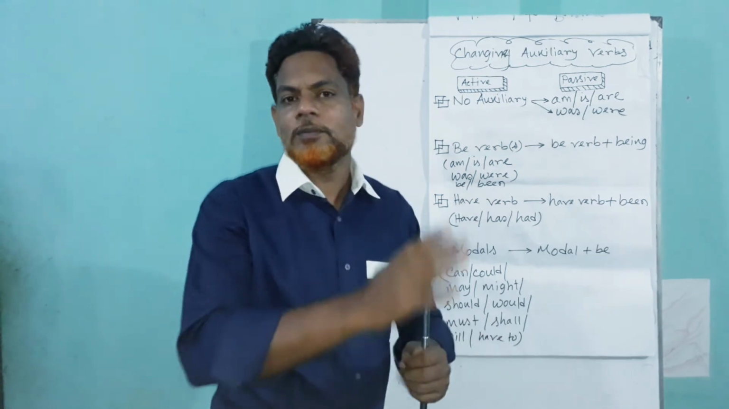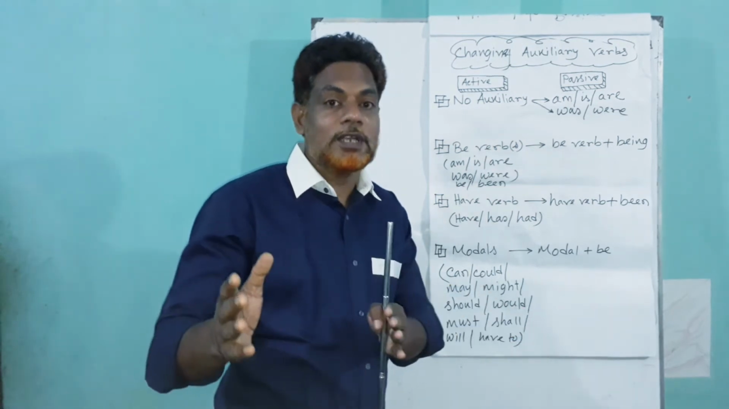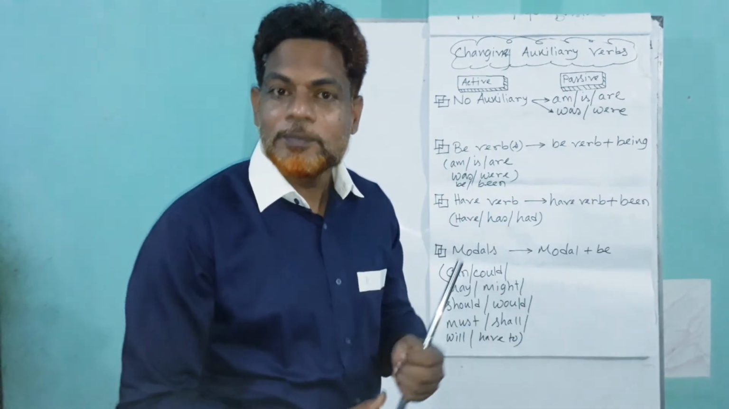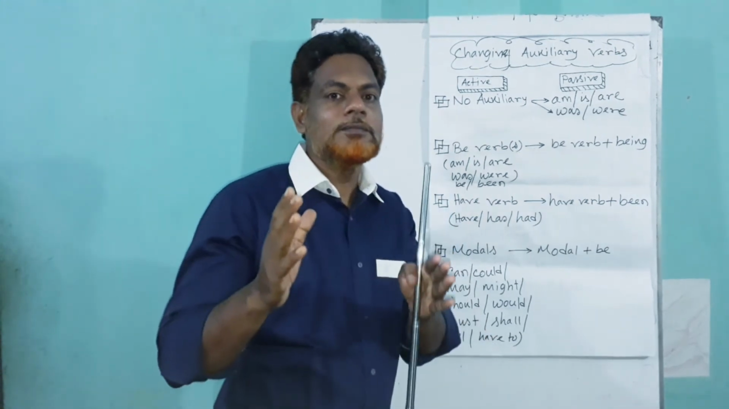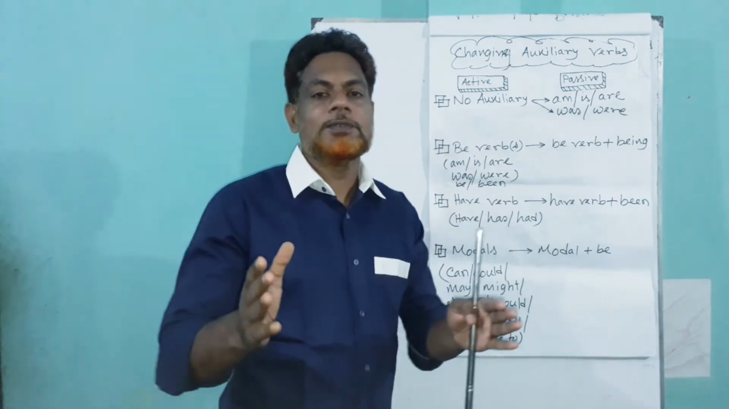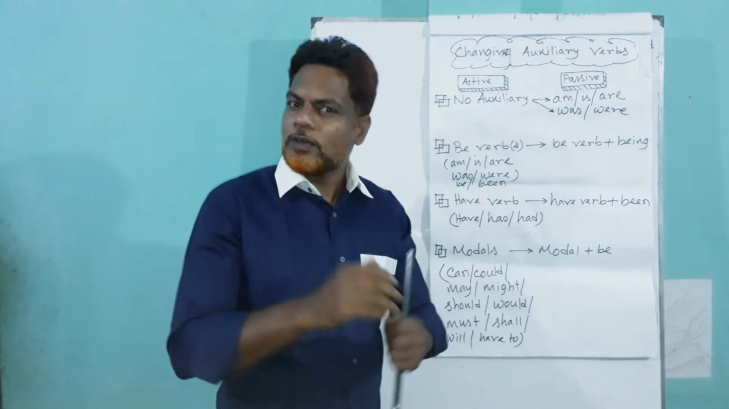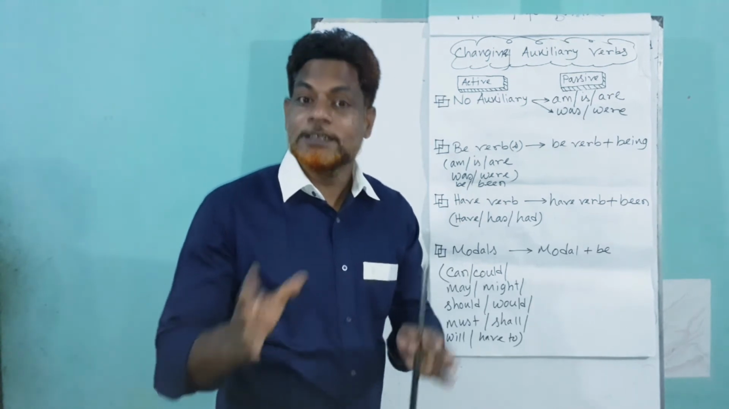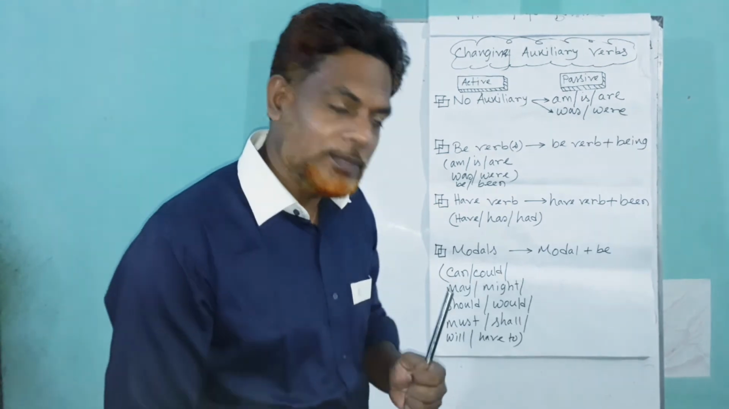That means present form of the be verb. And when will we use was or were? That means past form of the be verb. Yes, it will depend on the form of the principal verb. If the form of the principal verb is present, you have to write the present form of the be verb. And if the form of the principal verb is past, you have to write was or were as the auxiliary verb of the passive voice.